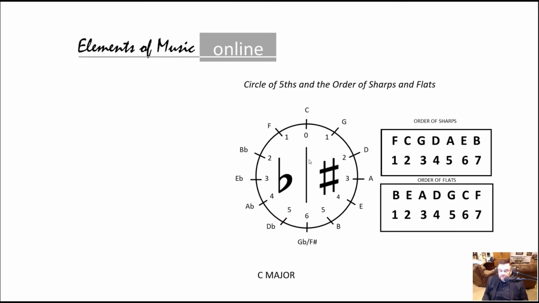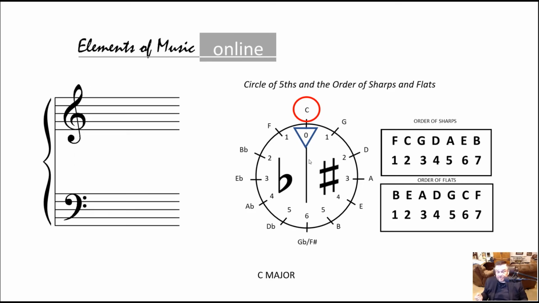Let's now take a look at C major. Now you might remember from your reading, if you've done any study at all, that the key of C doesn't have any flats or sharps. The number associated with the letter C, 0. No flats, no sharps. So we don't need to use the order of sharps or flats here because we don't have any. So when we look at the key signature, there ain't nothing there. That's because the key of C does not use flats or sharps.